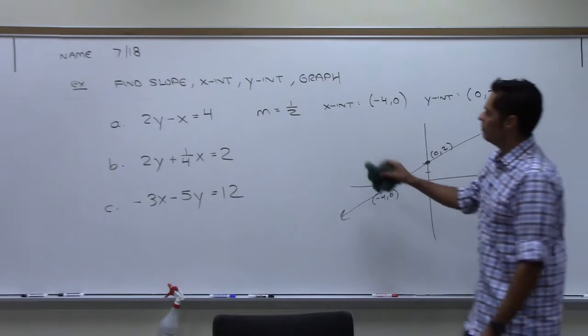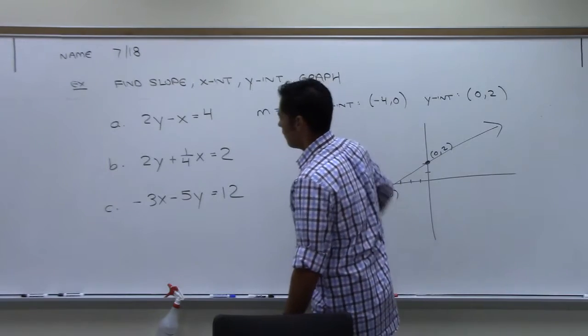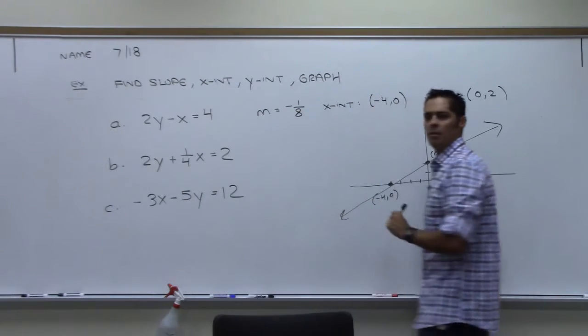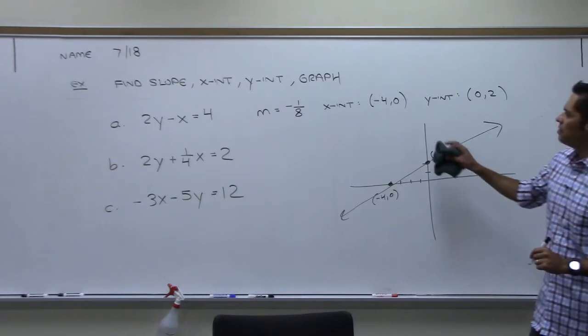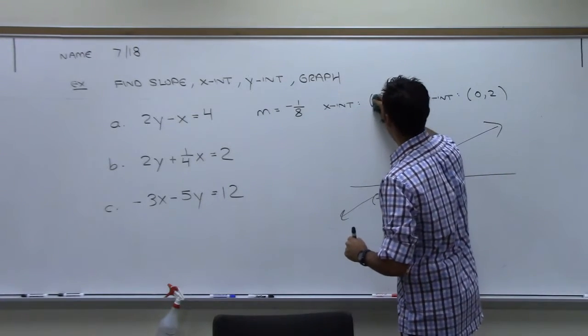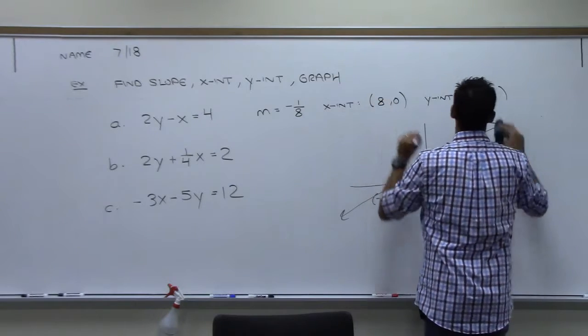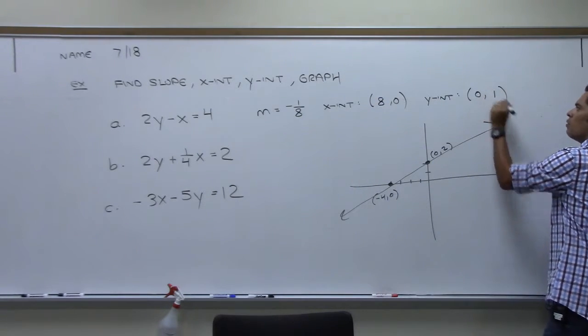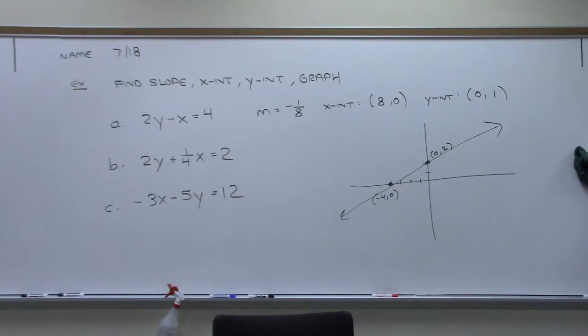Part B. What do you got? Negative 1/8. Everyone on board with that? X-intercept: 8, 0. And y-intercept? 0, 1. Do we have a majority there?